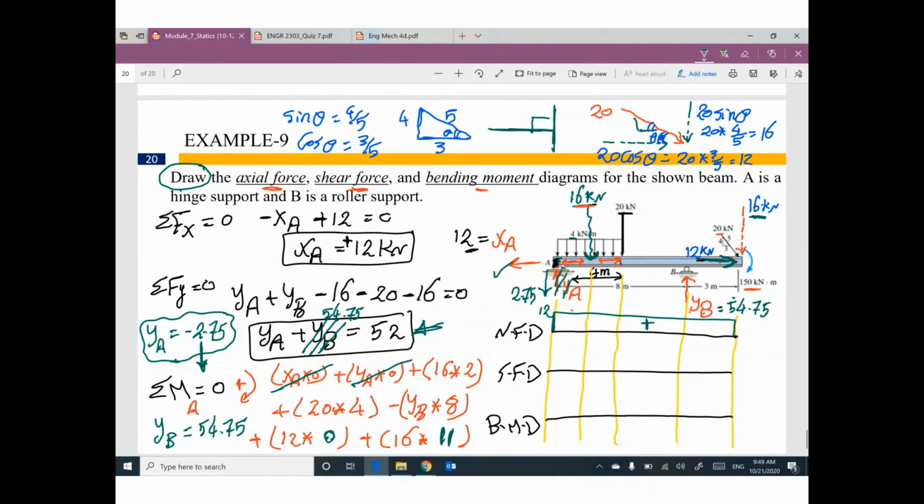At the left, ask yourself one question. Do you have a force parallel to this beam? If you have, what is the value? If the value is 0, go ahead and write 0. If you have a value, ask yourself another question. The correct direction of this force, pulling or pushing? Pulling means tension. Tension means positive.